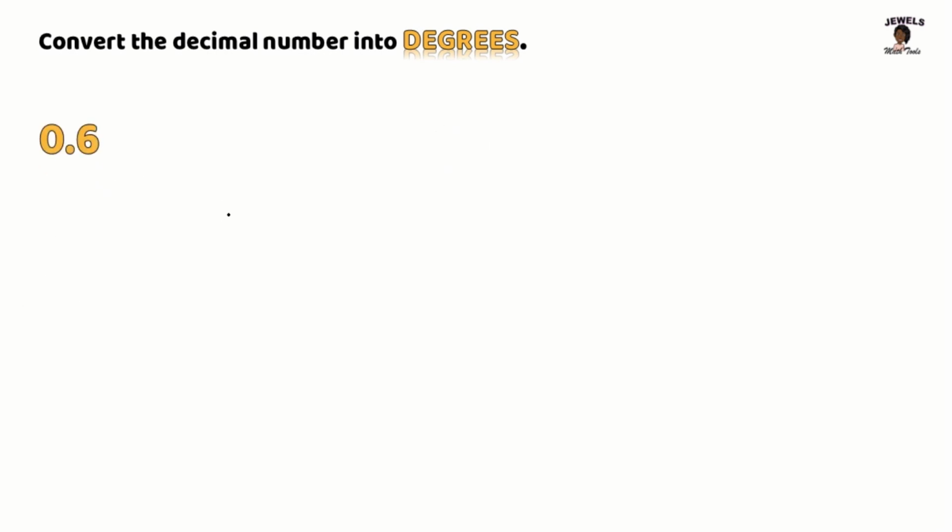Okay, so let's try our second example. We're going to be converting our 6/10 into degrees. And remember to feel free to pause the video, convert your number into degrees, and then you can unpause and work along with me to see if you and I got the exact same answer. So when converting our decimal number 6/10 into degrees, again, we will be multiplying this number to 360 degrees. So 360 degrees times 6/10.